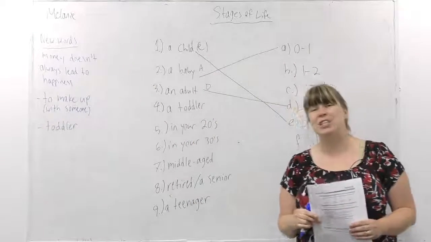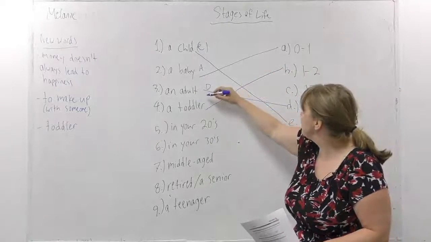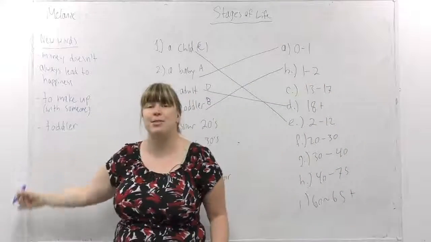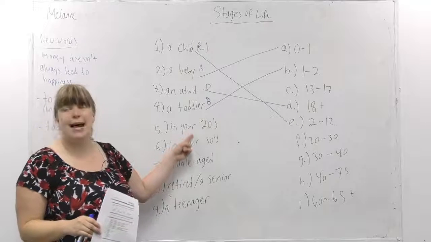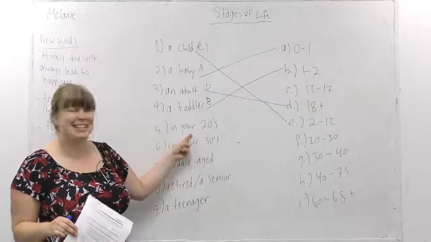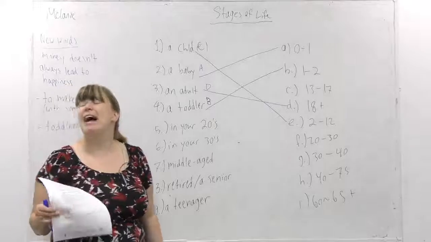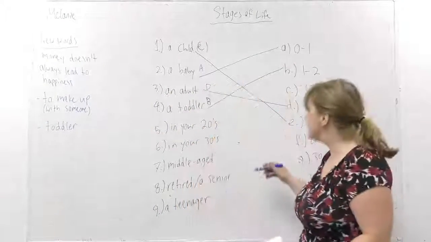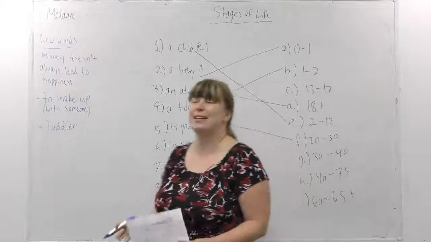Okay, somebody said 1 to 2. Good, yes. A toddler is 1 to 2 years old. That is correct. Toddlers are very cute. They're fun to be with. Okay, in your 20s, I think this speaks for itself, but what do you guys think the answer is? In your 20s. And we have someone saying the letter F is the answer, 20 to 30. Absolutely correct, very good. Like I said, pretty obvious.